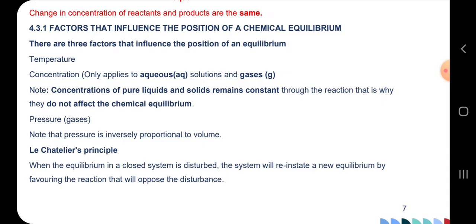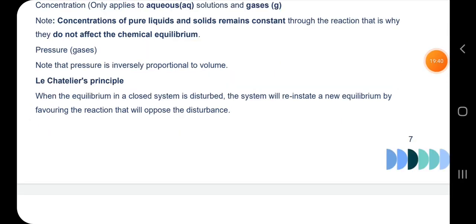So when they say factors that influence the position of a chemical equilibrium, you say it's temperature, concentration, and pressure. Those are the three. Now Le Chatelier's principle is that when an equilibrium in a closed system is disturbed, the system will reinstate a new equilibrium by favoring the reaction that will oppose the disturbance. So when you read this statement, we have an equilibrium in a closed system, and this equilibrium is disturbed.